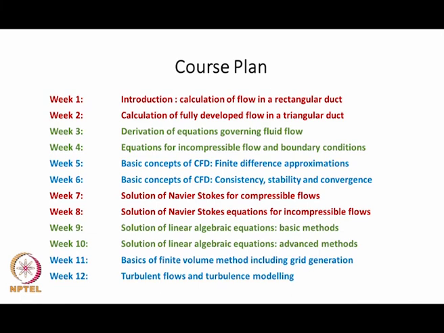And in the last 2 weeks, which is the final module, we are going to go back to the finite volume method and formulate a problem, and we discuss how we can generate a grid for this and then how we can solve these things using the finite volume method, not using the finite difference method, which is what we are going to introduce in week 5.